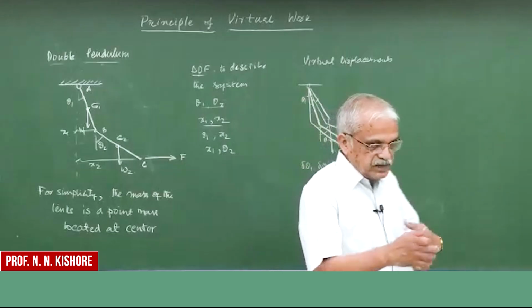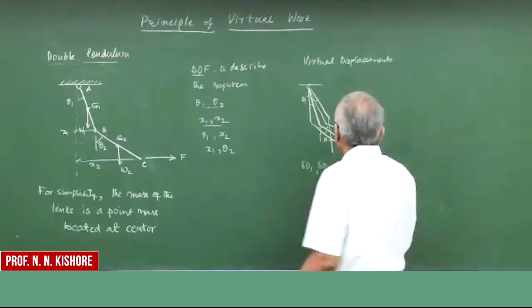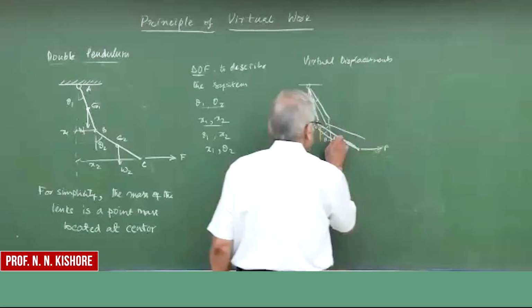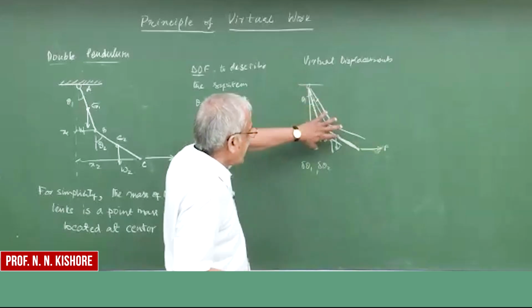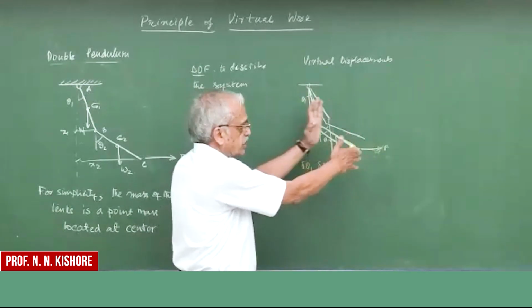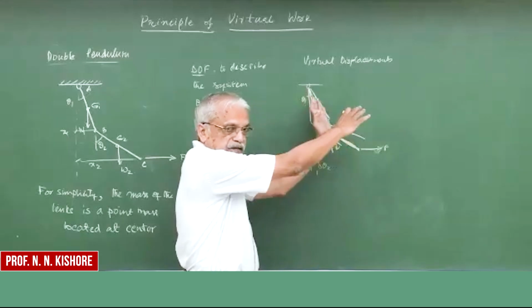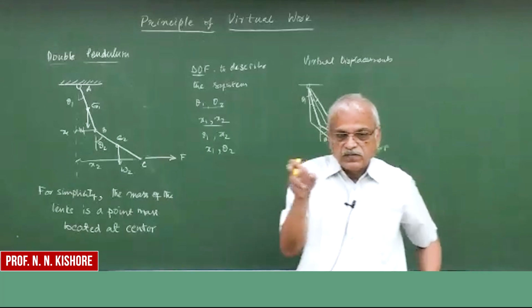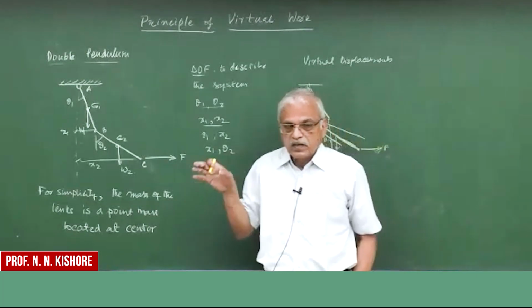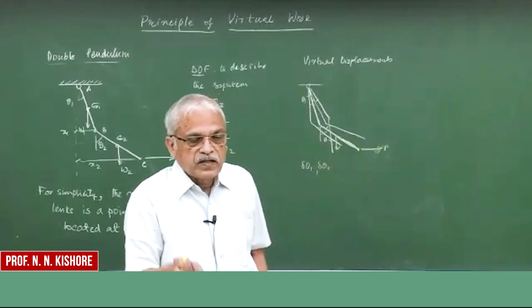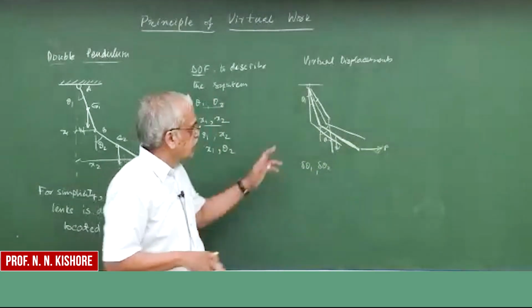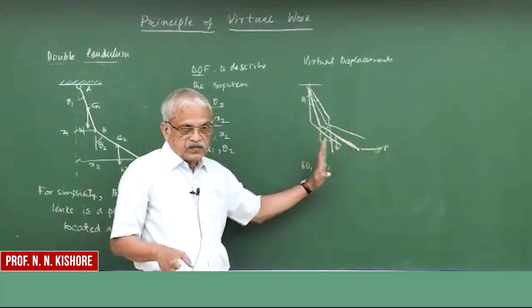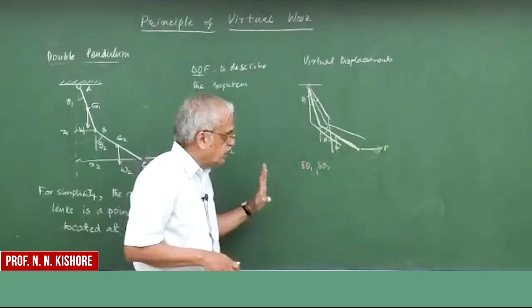So for any virtual displacement here, it can be like this, it can be like this, a little bit this way, it can be like this, a little bit this way. For all those, the statement says that for any or all virtual displacements, the work done is 0. So that means that this is the equilibrium position, either this way, this way, this way, this way. For all possibilities, it should have a 0 virtual work.